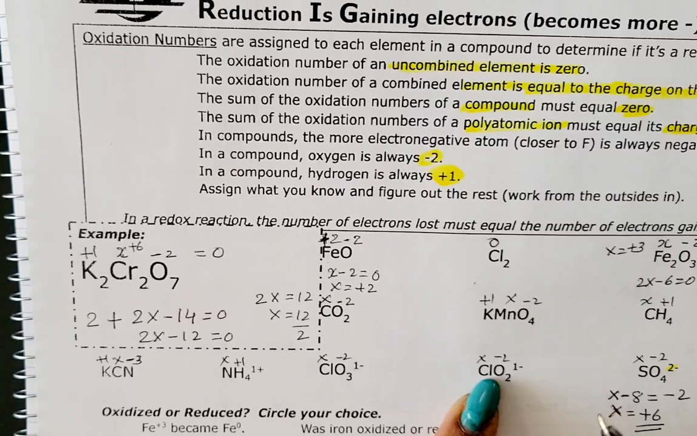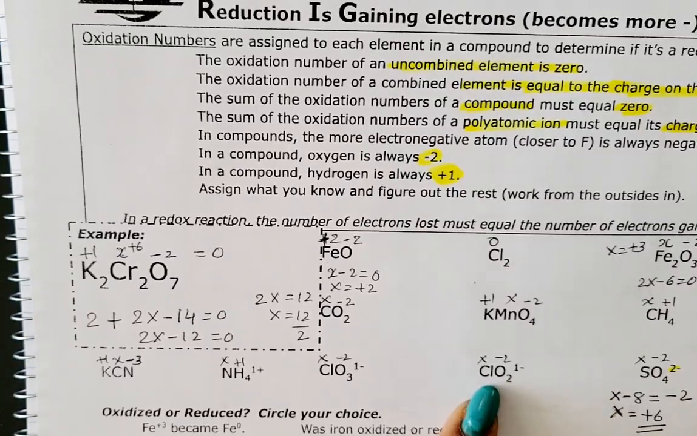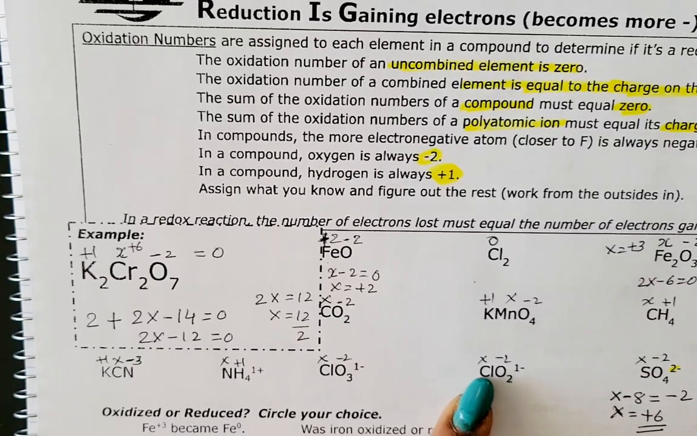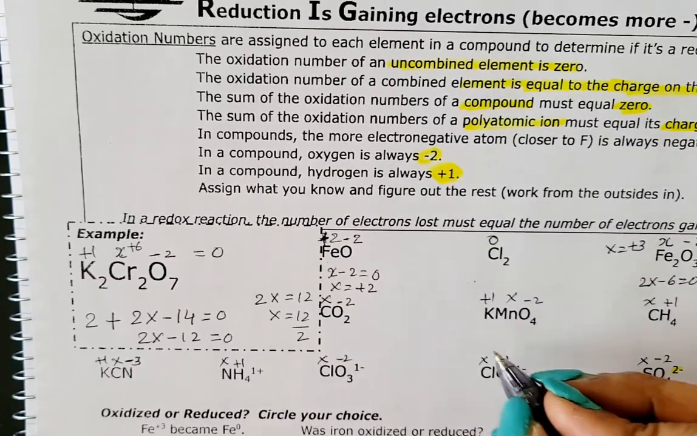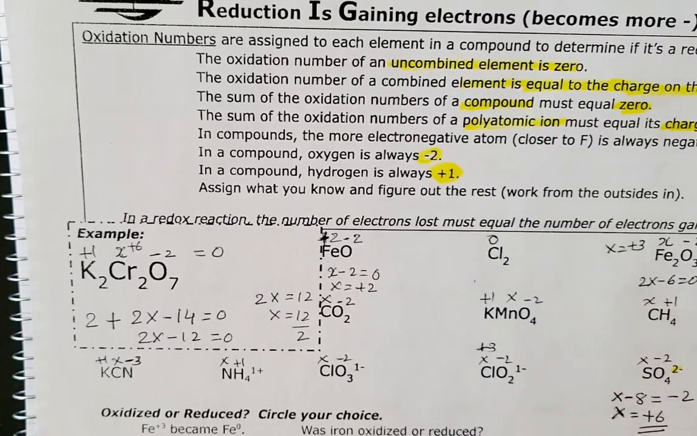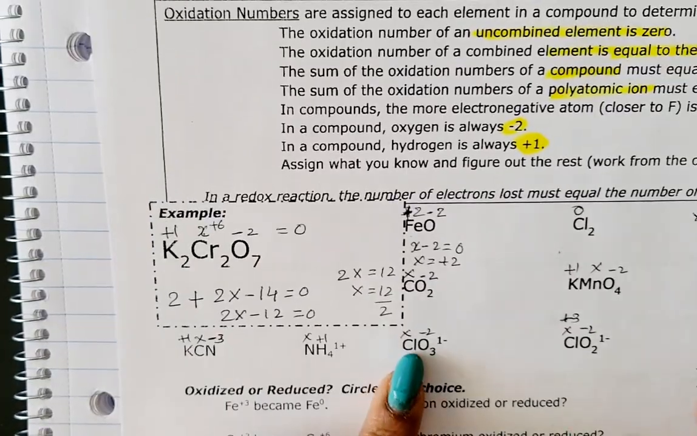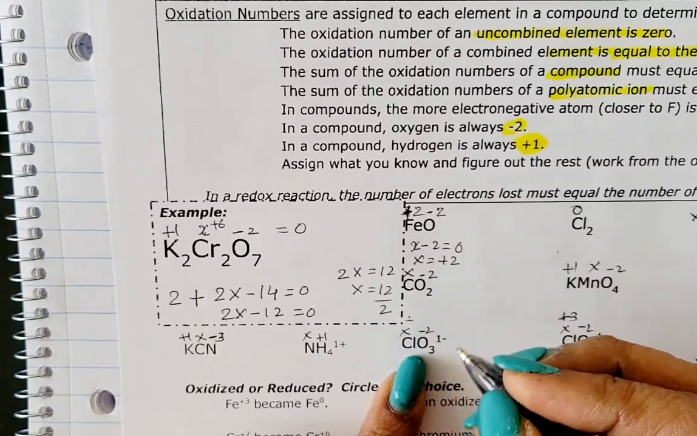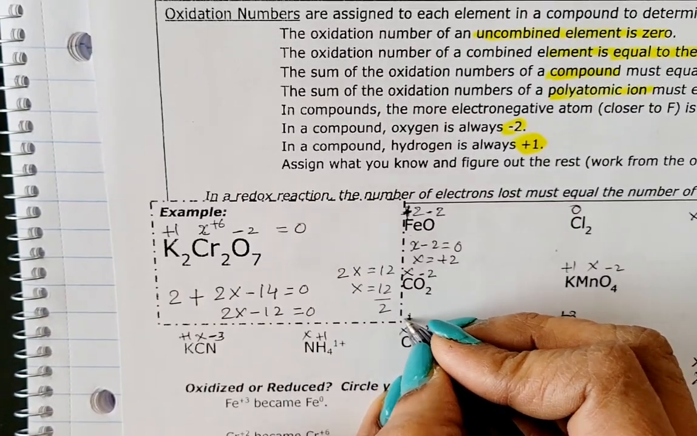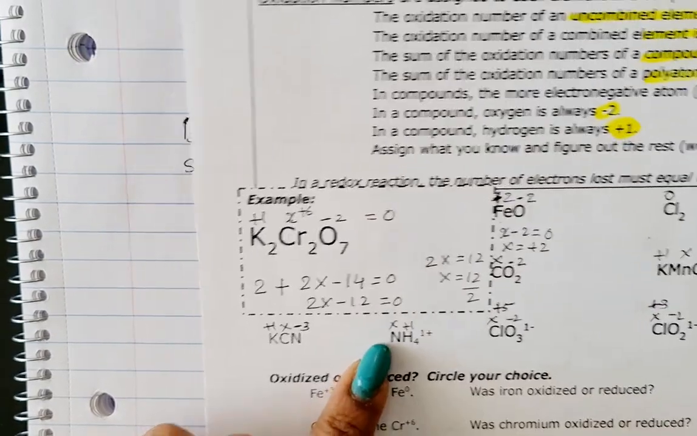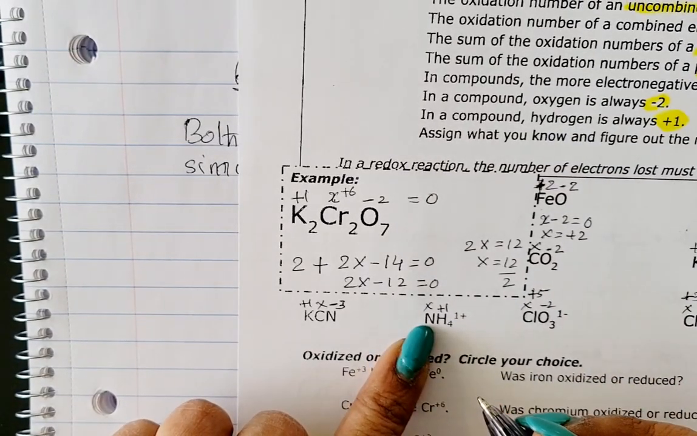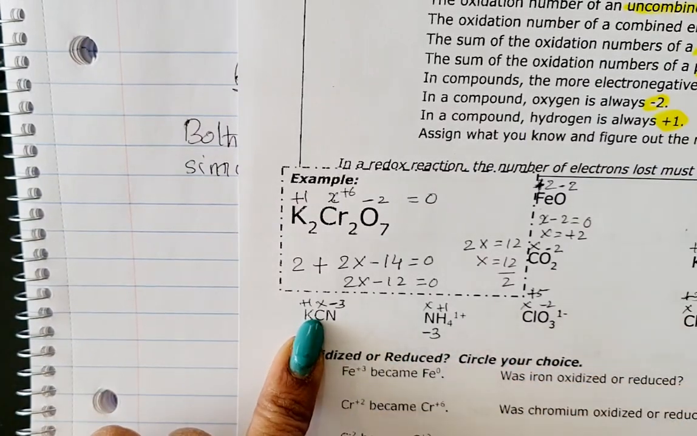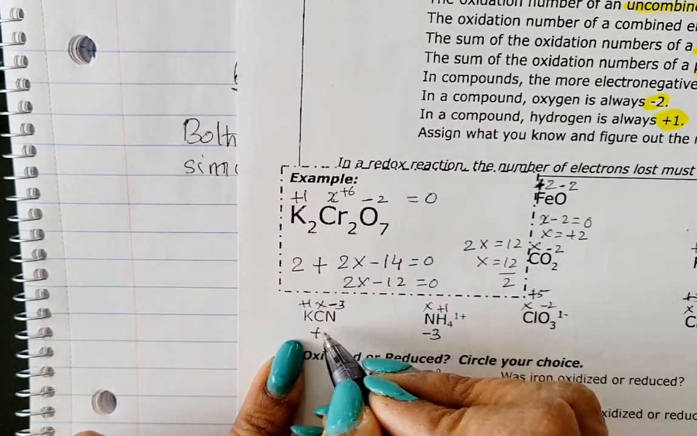Okay, what is the charge you got for this one? ClO2 -1. You didn't get it? 3. Are you all agree with that? Okay, what about this one? +5 or -5? +5. And this one? -3. Okay. And this one? +2.